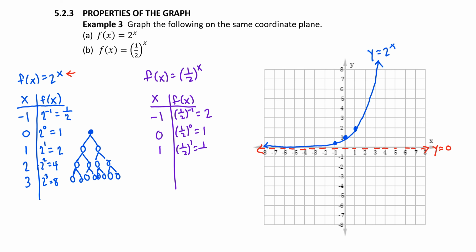Now, those numbers should look very familiar. Let's plot them and see what happens. We have ordered pairs -1, 2; 0, 1; and 1, 1/2. Did you notice that our function simply reversed? It still has a horizontal asymptote on the x-axis, but we say this is a decreasing exponential function. So this is our function 1/2 to the x. Now, all exponential functions, increasing or decreasing, will take this basic shape.